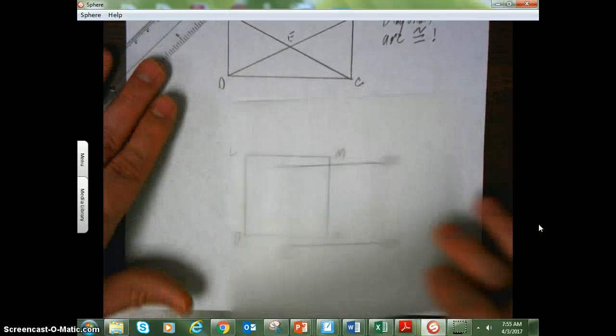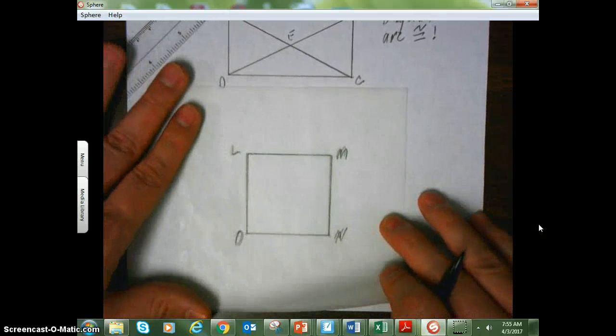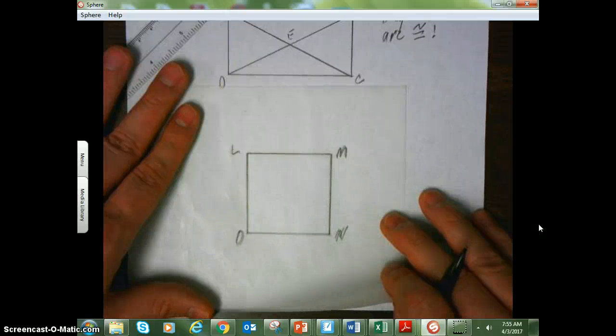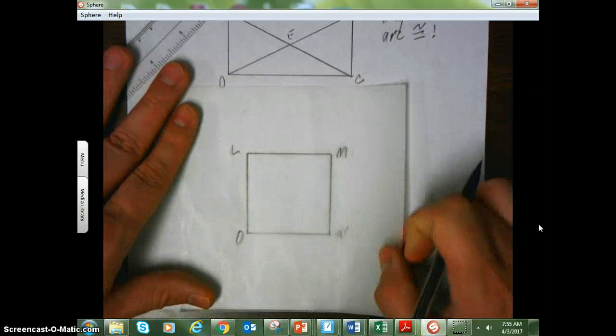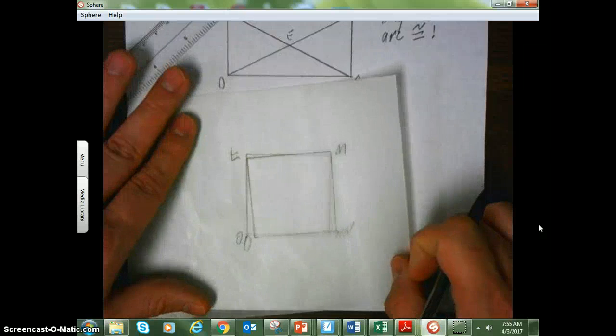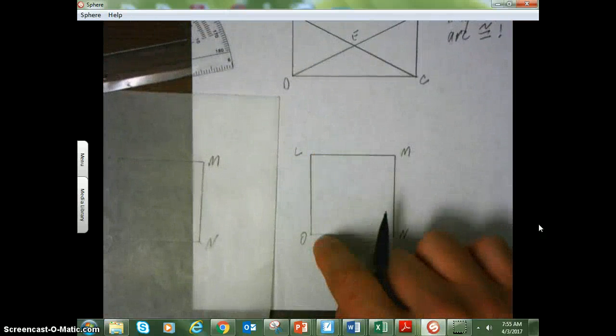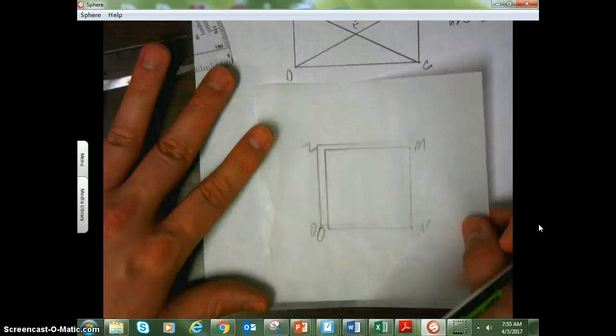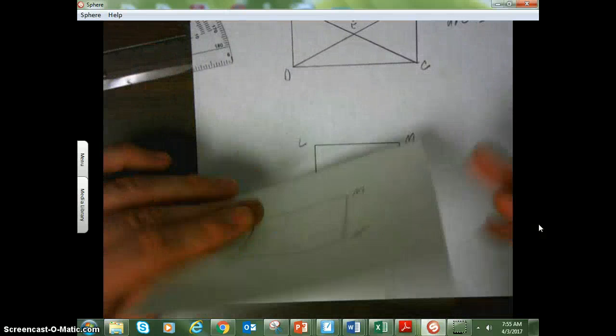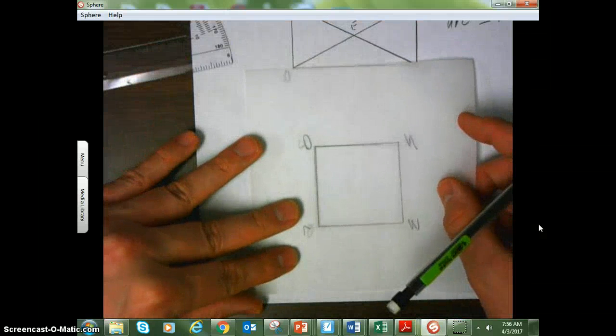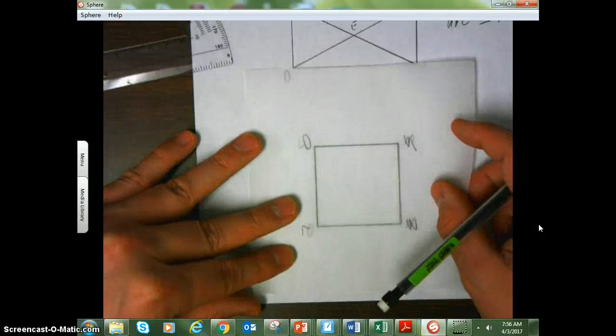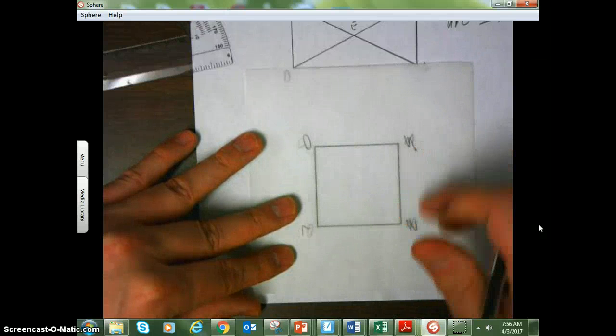All right. So how do I know that, first of all, it does have right angles? Again, I'm going to rotate it a little bit. So let's take a look at angle L and angle O. If I flip it so that angle L and angle O sit on top of each other, we can see that those are the same. Same thing with these two angles here.